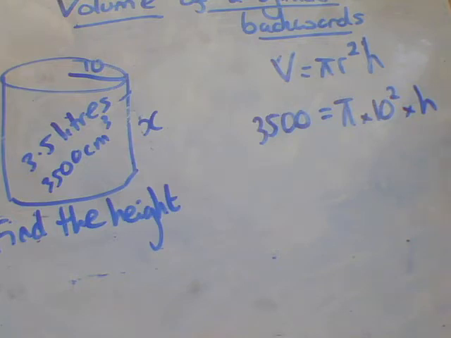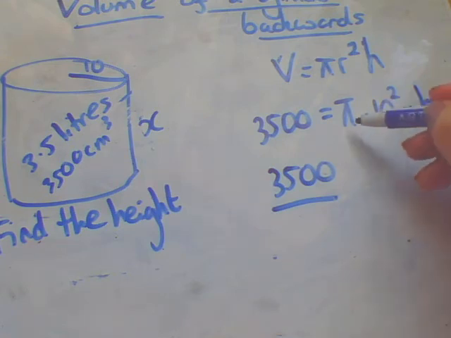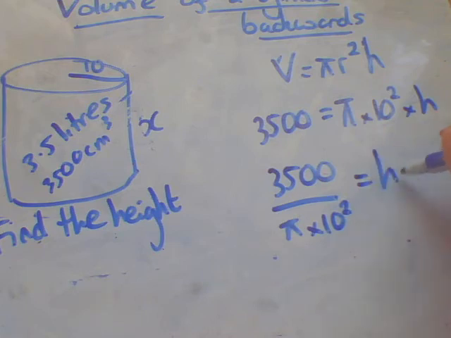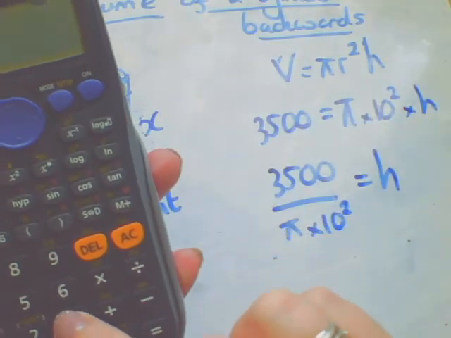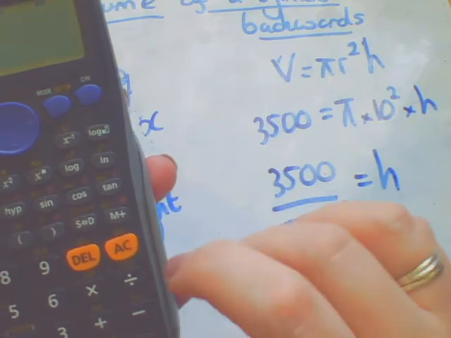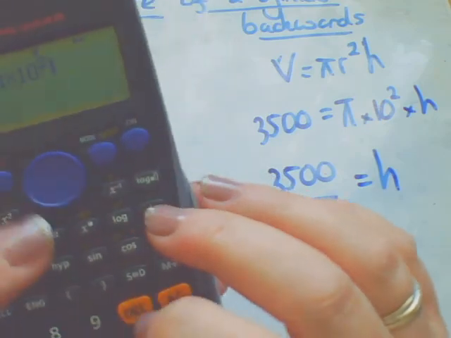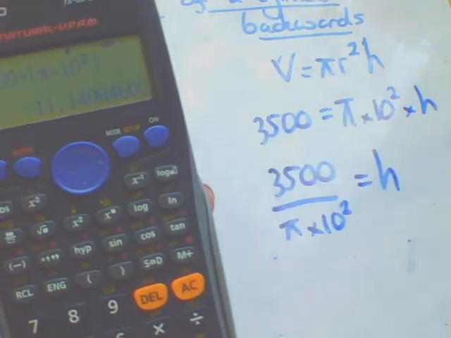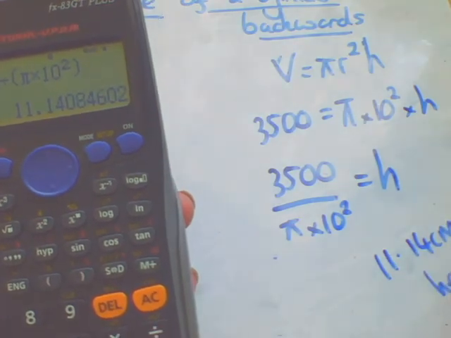I'm going to rearrange this to leave h on its own this time. So I'm going to do 3,500 divided by the pi and the 10 squared. I don't have to square root here because the h is not squared. So again, onto my calculator, I can put this in exactly as it is. So 3,500 divided by pi times 10 squared. And ideally, if you're not using the fraction button, that section should be in brackets. So we should end up with 11.14 centimetres for the height.